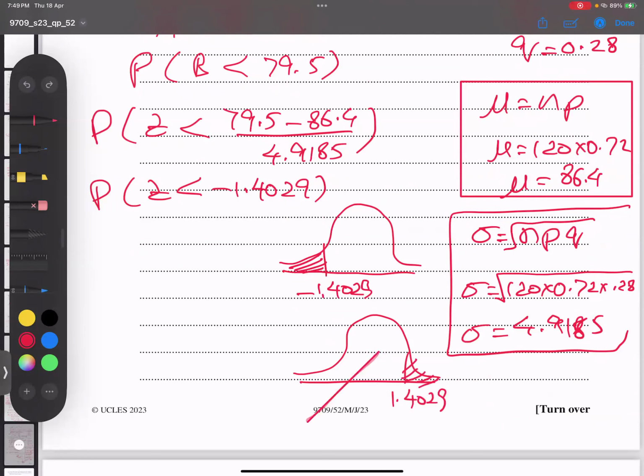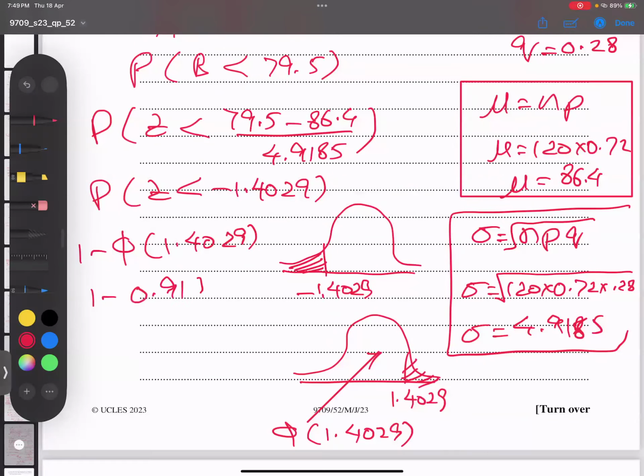And how is this white region expressed? From the left corner, it gives a value phi of 1.4029. But I need the other one, which means 1 minus that. I believe you got my point. So 1 minus that. If I type in the calculator, it's 1 minus 0.9196, and the final answer is 0.0804. This is my answer. I believe you got my point. And let's go for the next question.